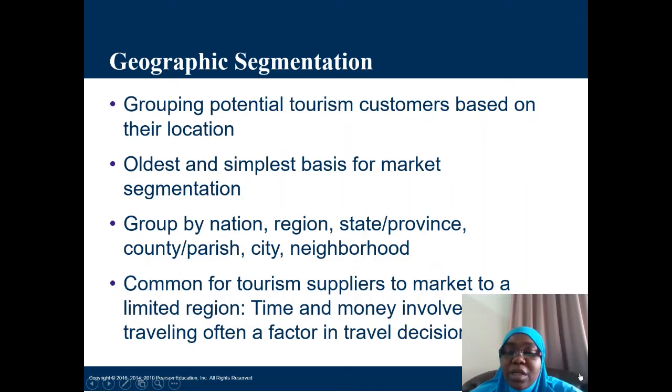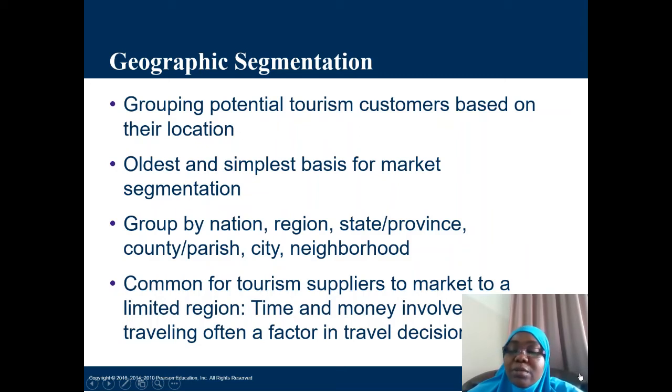Geographic segmentation has to do with grouping potential tourism customers based on their location. Of course, anything geography has to do with location. So when you are applying geographic segmentation, you want to divide your market or your consumers based on their location. It is the oldest and the simplest basis for market segmentation in history. So you can group your market according to nation, region, state or province, country or parish, city, neighborhood, and so on and so forth. So all these are forms of geographic segmentation.